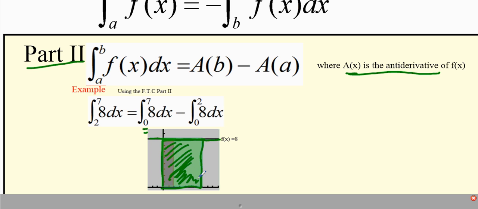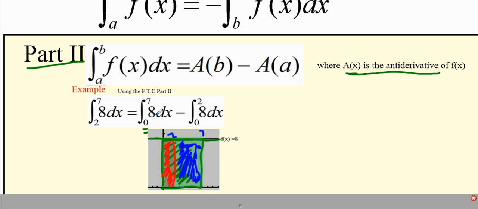Now, to find the area just from 2 to 7, I'm going to take and subtract the area from 0 to 2, right? Because we have to get rid of that area. So if I take the area from 0 to 2, from 0 to the lower limit, and subtract that, what I have then is the area from 2 to 7, and that area is going to be in blue. That's a little geometry, right? Take the area of the larger minus the area of the smaller.